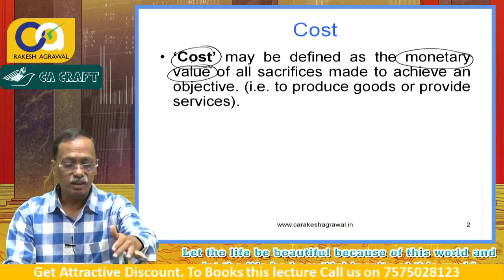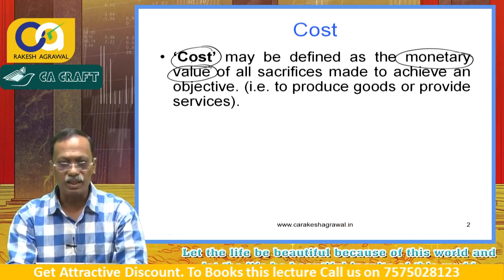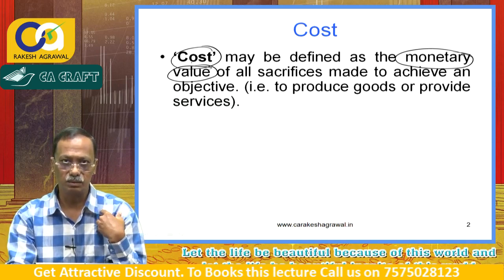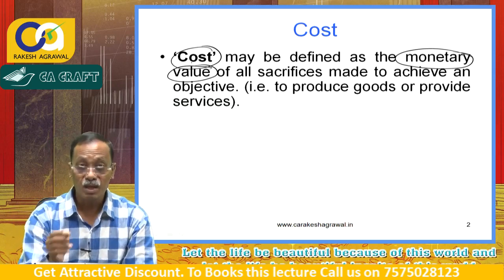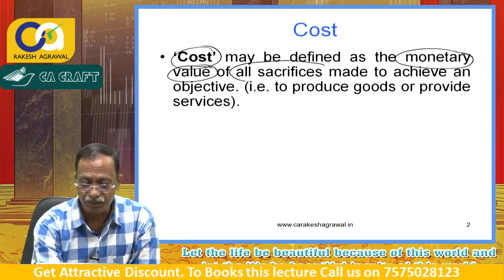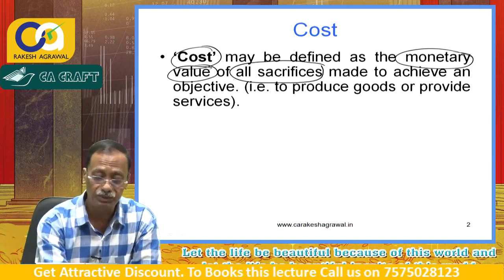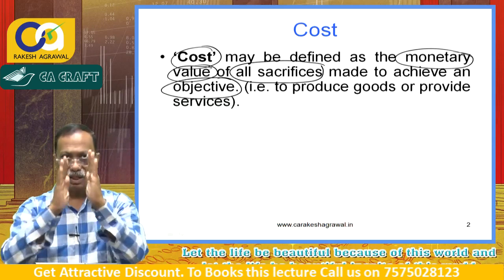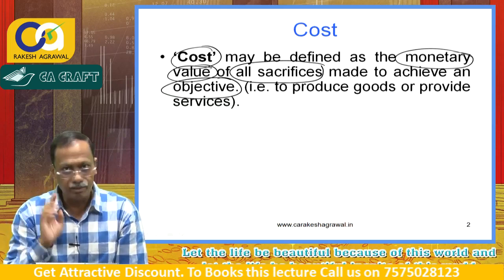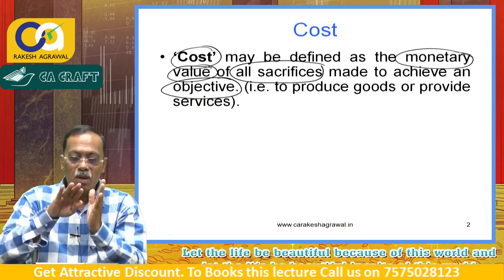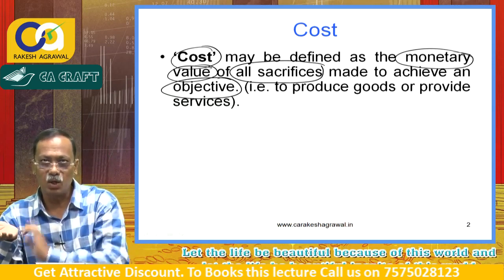Like this tablet on which I am teaching, it cost me around 85,000. So 85,000 is the cost of buying this tablet to me. The cost is expressed in rupees 85,000. That is a monetary value of the sacrifices which we make. We make certain sacrifices to achieve some objective. If you want to achieve an objective or a goal, make a list of the sacrifices you have made, convert these sacrifices into money value and add this money value, you will get the cost of achieving that objective.